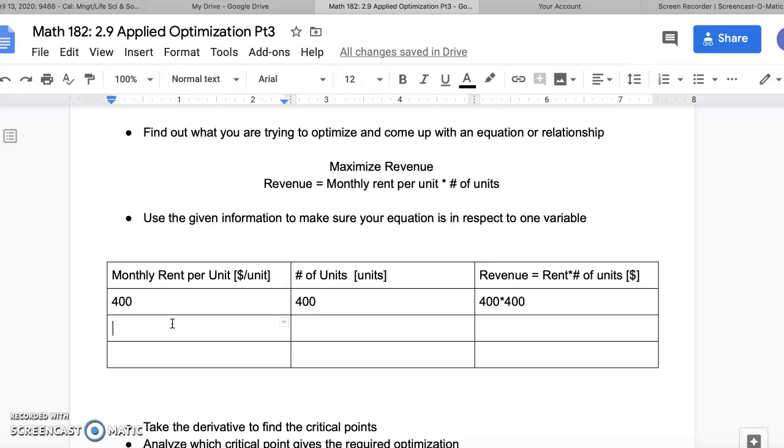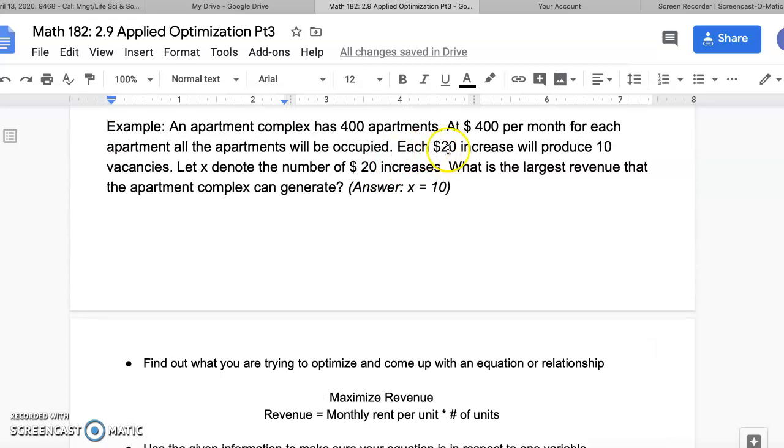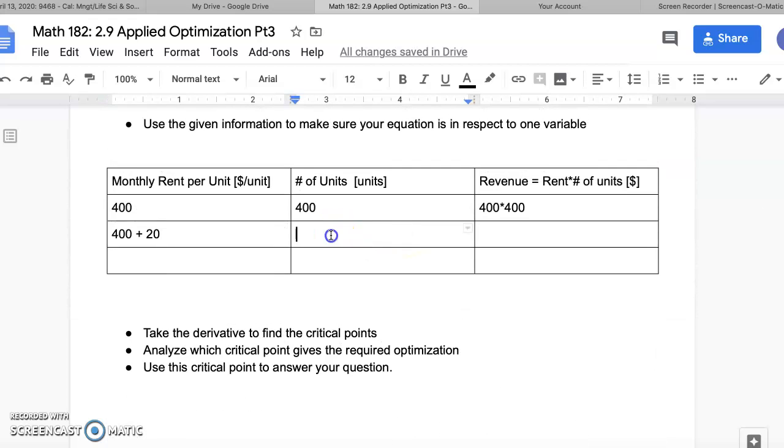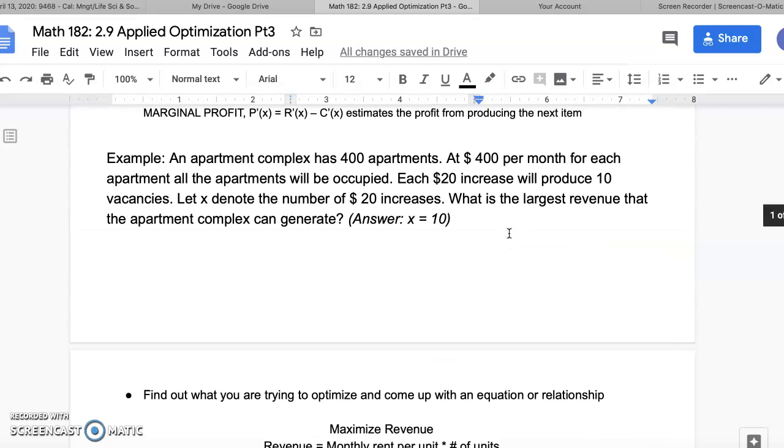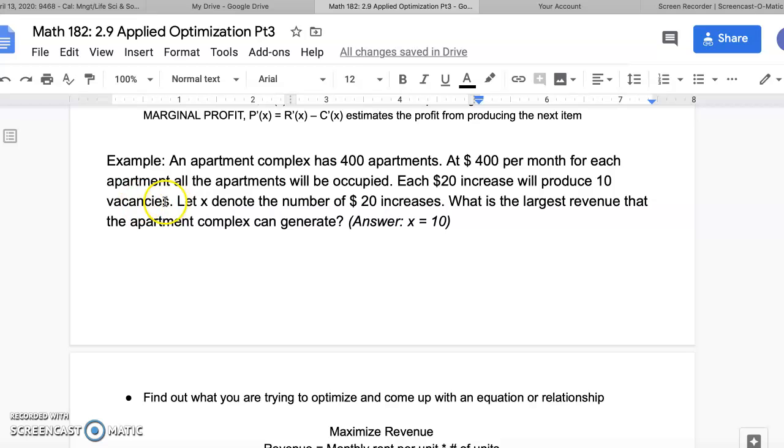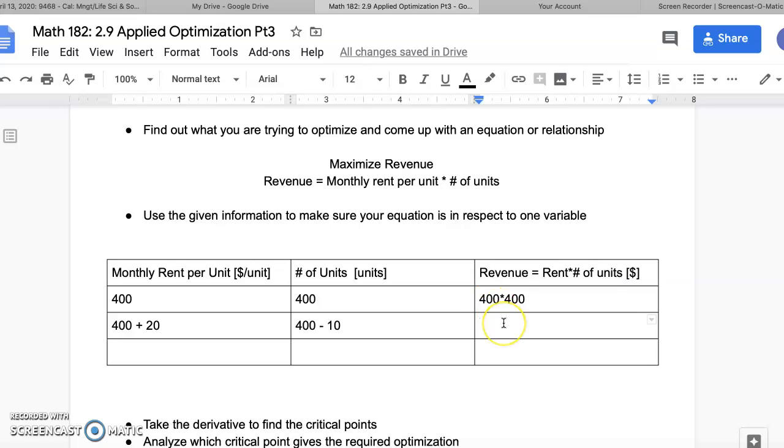But now let's increase this. I'm going to add a $20 increase. So that's how our increments are supposed to be set up, each $20 increase. Now, when I add that $20 increase, I'm going to lose 10 people. And that's said here: we'll produce 10 vacancies. So I'll have 10 apartments not rented out. Now we can do the quick math there, and we can see that's going to be 420 times 390. And let's keep on going.